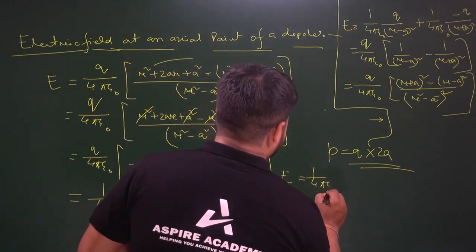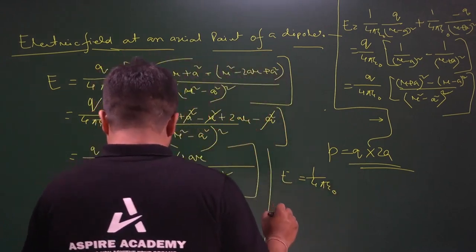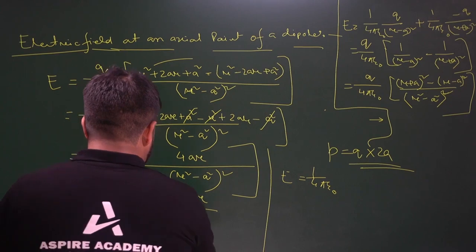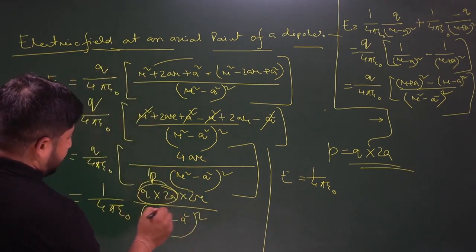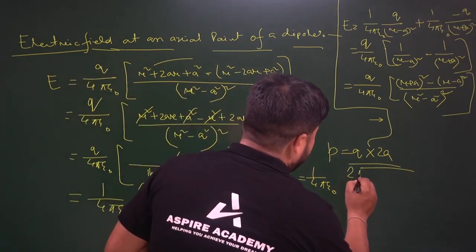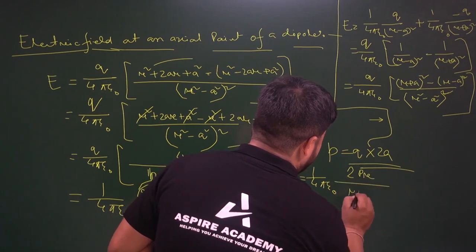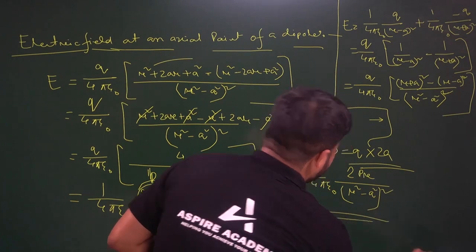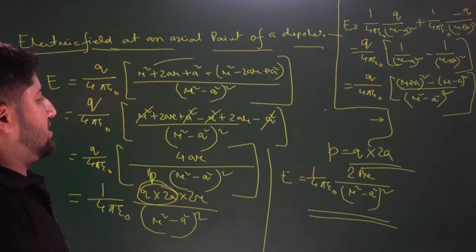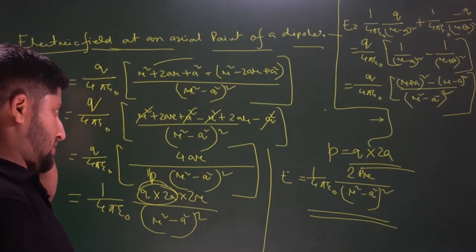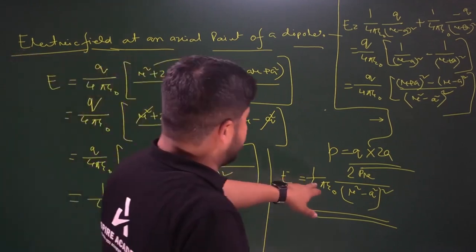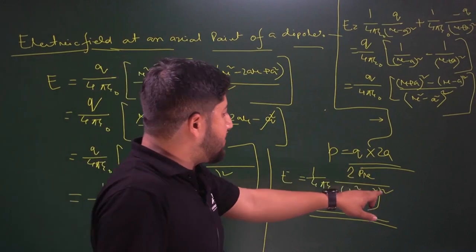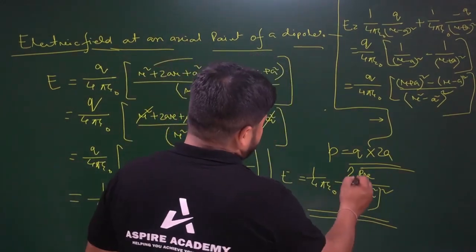1 by 4 pi epsilon naught. This we can call as P, the dipole moment. So 2PR divided by (R square minus A square) whole square. So this is the electric field due to a dipole at an axial point. This is another point: electric field is equal to 1 by 4 pi epsilon naught, 2PR by (R square minus A square) whole square. P is called the dipole moment.